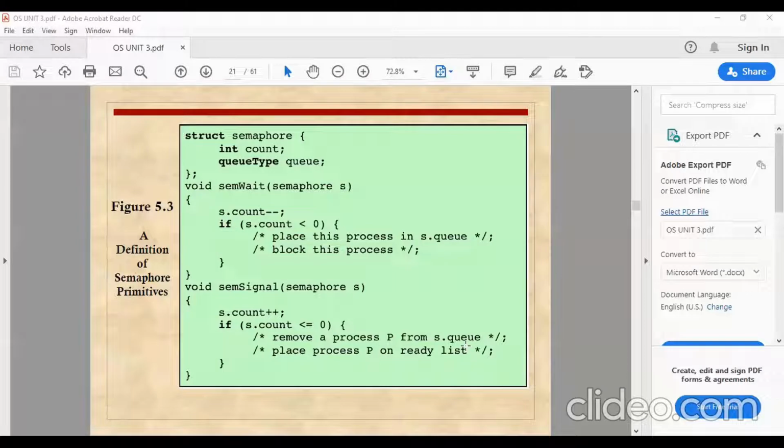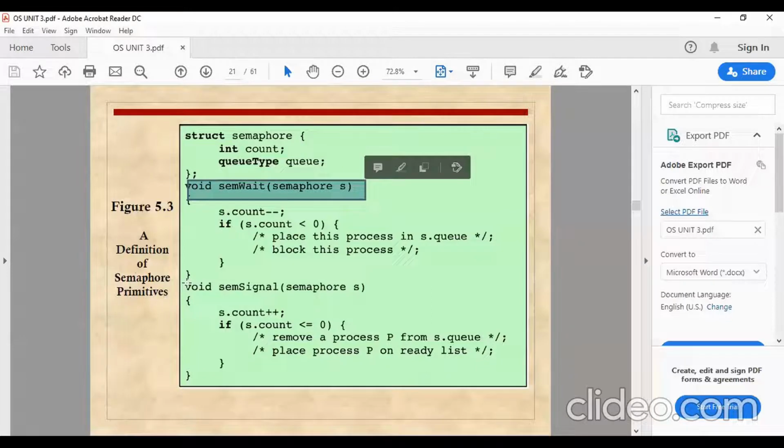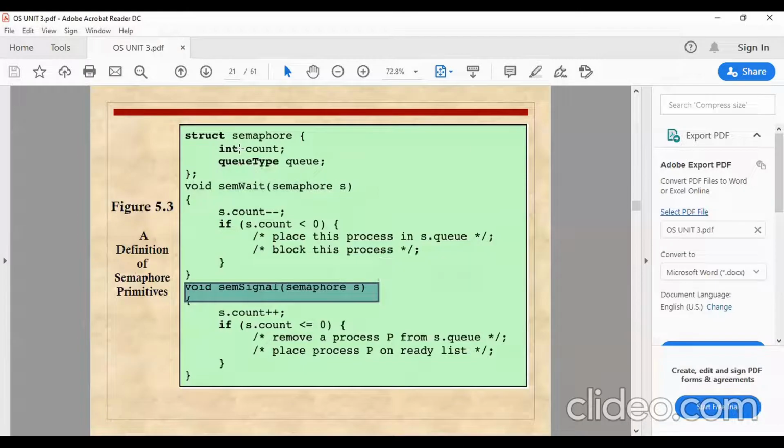Now listen here. Can you see this code? Okay, so what is here? Structure semaphore. We have specified the variable as an integer, count, and the queue type is nothing but a queue. Now there are two main operations: semaphore wait, and the second one is semaphore signal. Here we initialize the semaphore, that is, the count initialization. And second is semaphore wait, in which we are specifying the semaphore as an s object.